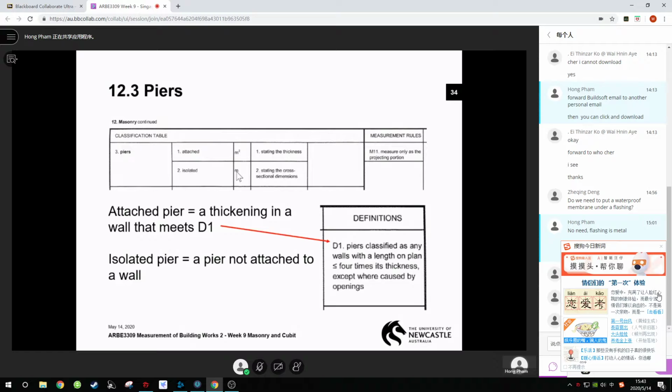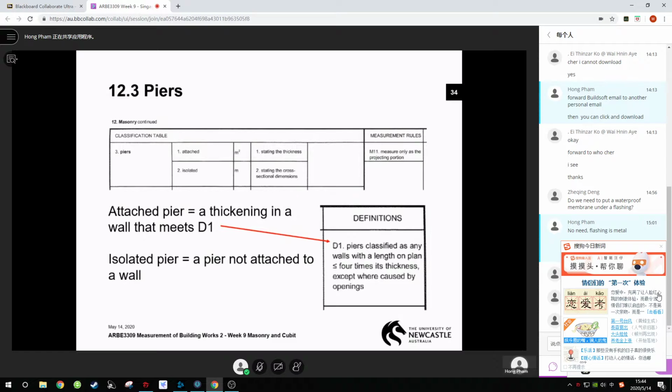Sometimes you must remember this is not an RC frame structure. Everything is a load bearing wall structure. So sometimes you need a brick column in the middle of the house. If you have a brick column in the middle of the house, we call it a pier, an isolated pier. So when do we call a pier? A pier is where the length on plan is less than 4 times its thickness.